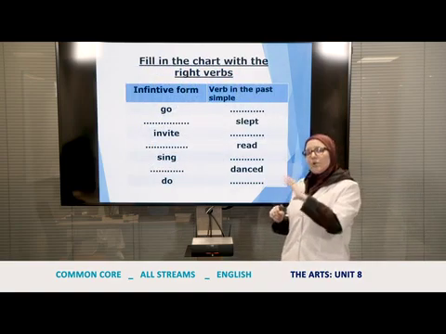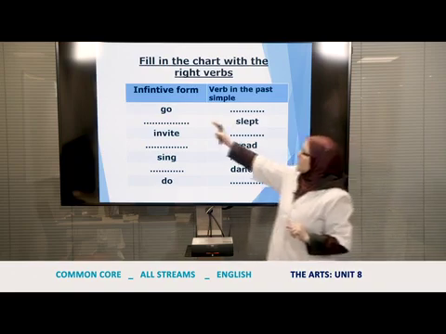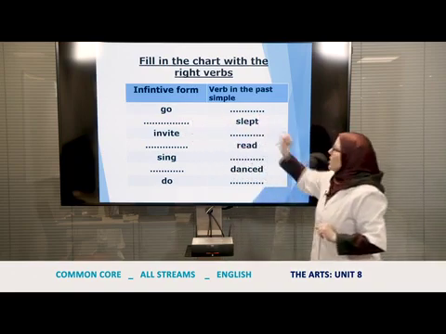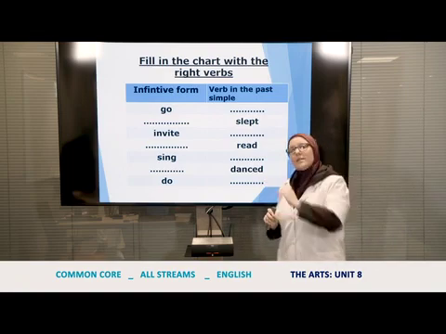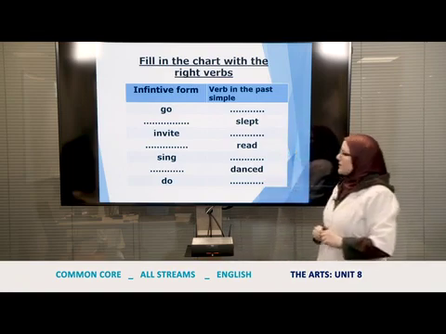So now I'd like you to fill in the chart with the right verbs. So here it's the infinitive form. So I'd like you to provide the past simple form. So I give you 2 seconds to do this exercise, please.